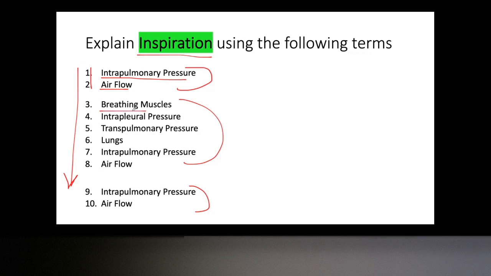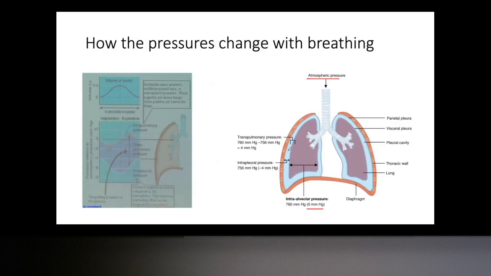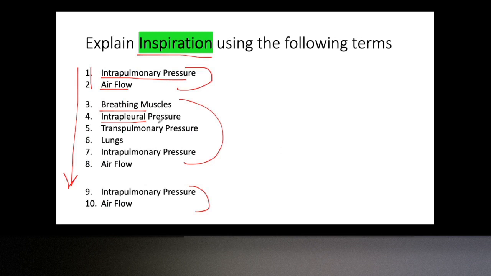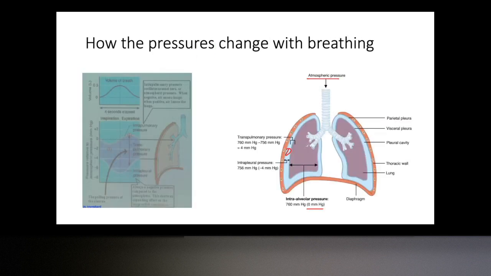Breathing muscles, I think you know this from anatomy. Intrapleural pressure is what we just explained, which is the pressure within the two pleurae, the parietal and visceral. Transpulmonary pressure means the difference between the pleural fluid pressure and the lung pressure. So this is the transpulmonary pressure.